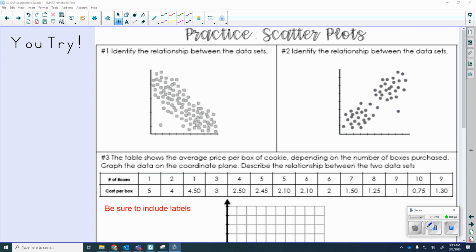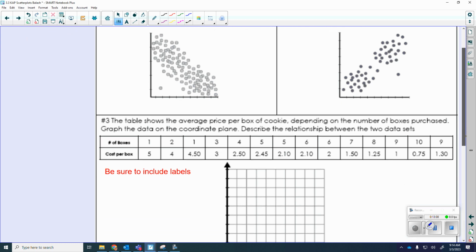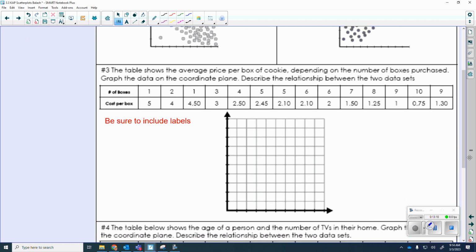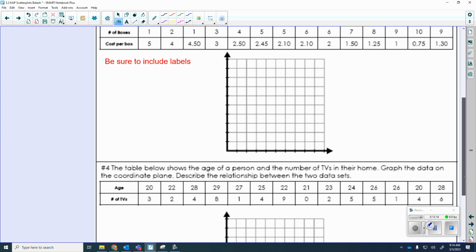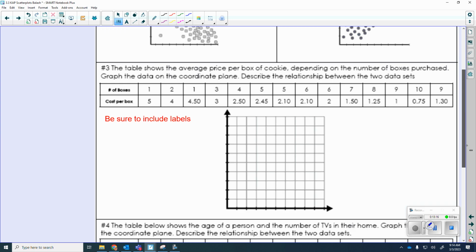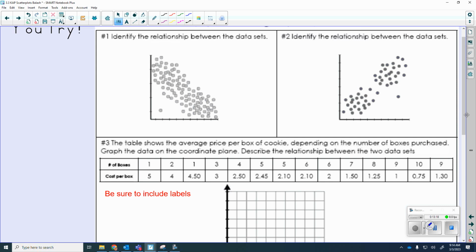So on the back of that paper, I want you guys to try this with your table. The first two, you're just saying the relationship. On number 3, you're going to plot it, and I put a note here to make sure you include your labels on the graph. And on the bottom one too, okay? So I think maybe like 5 minutes. What do you think? Pretty easy? We'll see how you are at 5 minutes, okay?